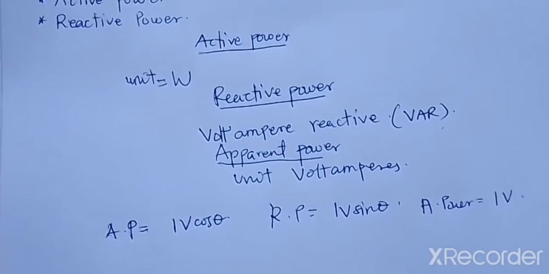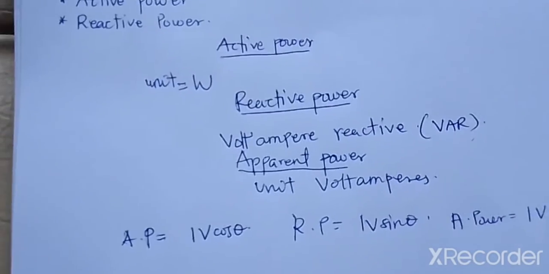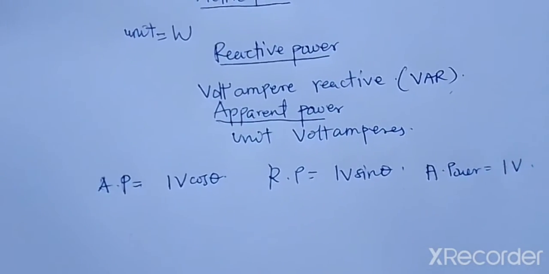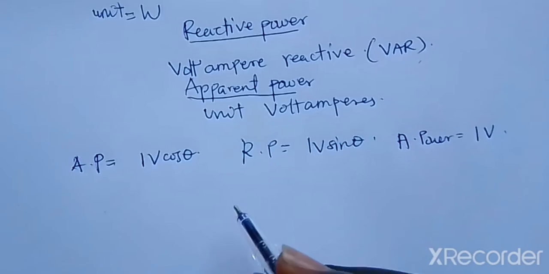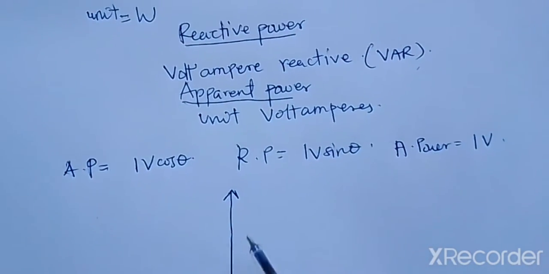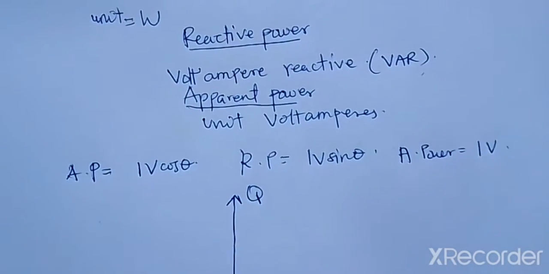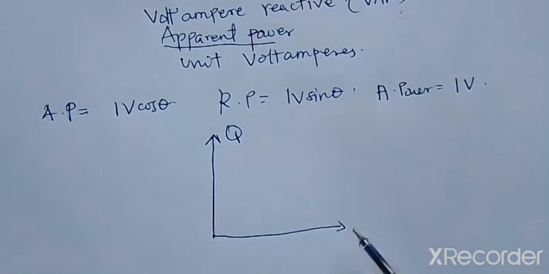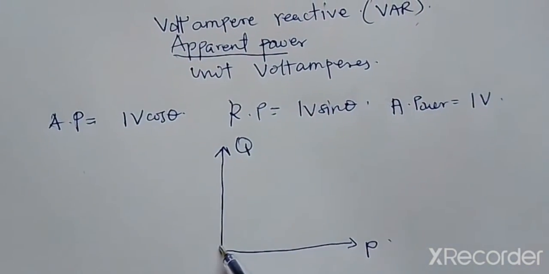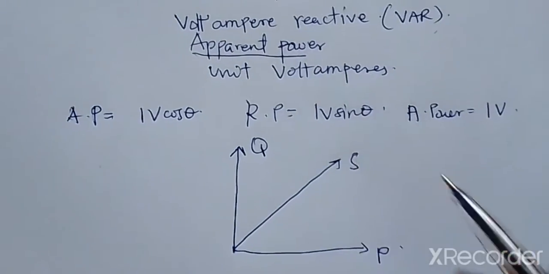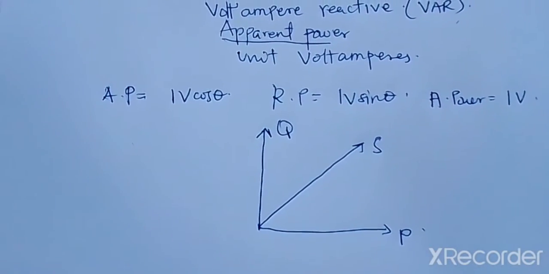Then finally our apparent power, which is the total power, becomes IV. So now we represent power with a phasor diagram. Reactive power is always on the y component here, that is Q. We represent it with Q. That is the reactive power. Then we have the active power here, P. So the resultant of these two gives rise to the apparent power, S.